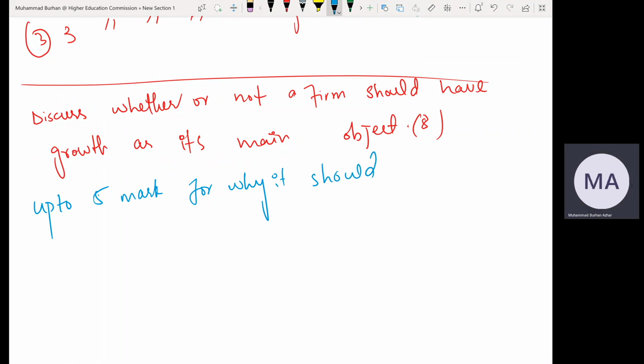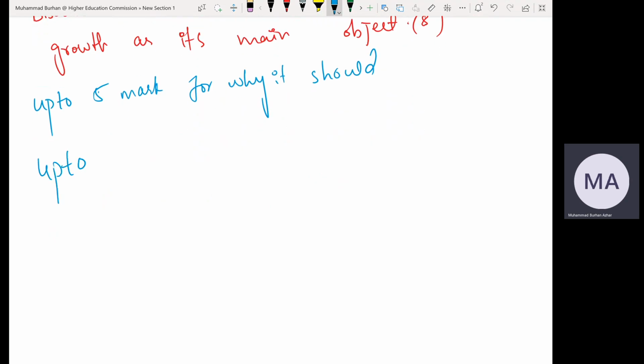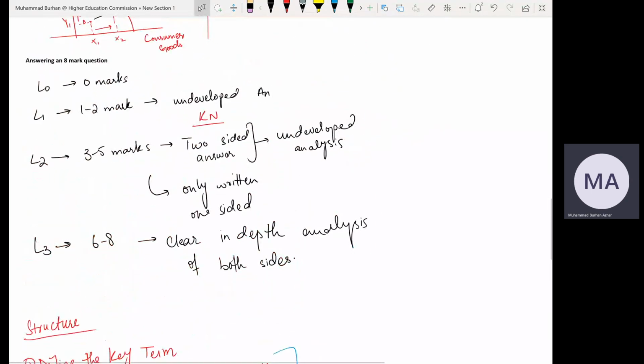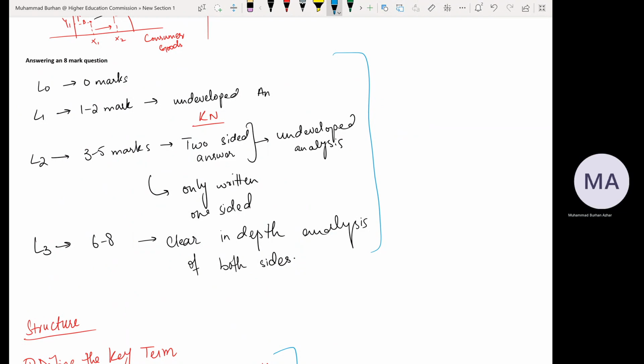For example, why growth should be an objective: growth will lead to economies of scale, and you state its advantages and so on, why firms will pursue growth as an objective. And then up to 5 marks for why it should not have growth as an objective. So just give reasons there, and arguing these reasons in depth and in detail will get you 8 marks. Without that, you won't be able to score good marks. Okay? So these are the marking levels, and you should be able to at least get to this point where you are able to develop both sides in detail.